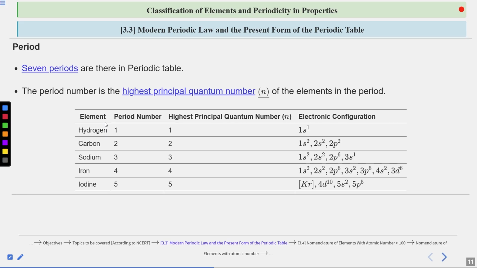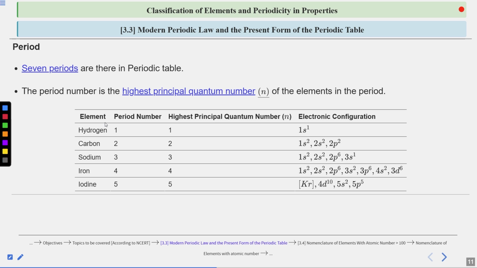How? Suppose you are talking about hydrogen. Its electronic configuration is 1s1. What is the highest principal quantum number in its configuration? It is 1. So it belongs to period 1. As simple as that. Similarly, carbon is 1s2, 2s2, 2p2. Again, the largest principal quantum number in its electronic configuration is 2. Therefore, it belongs to period 2. You can talk about sodium, iron, iodine, and any other element. All of these follow the same methodology to assign the period number.